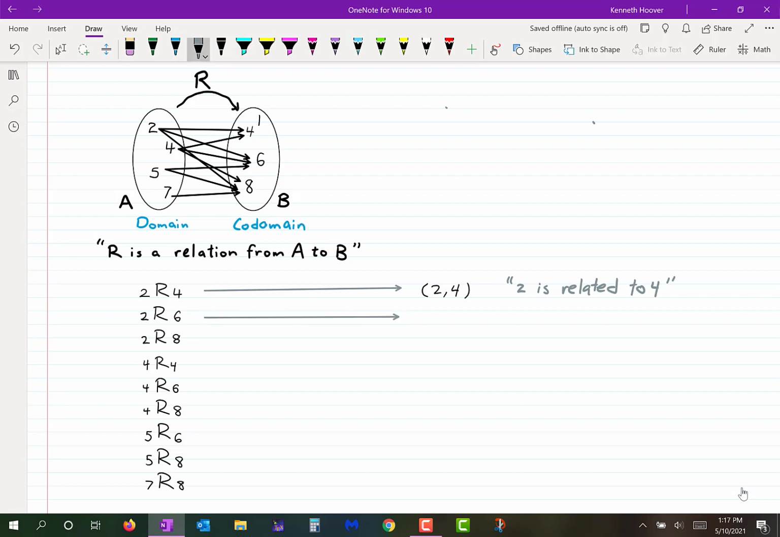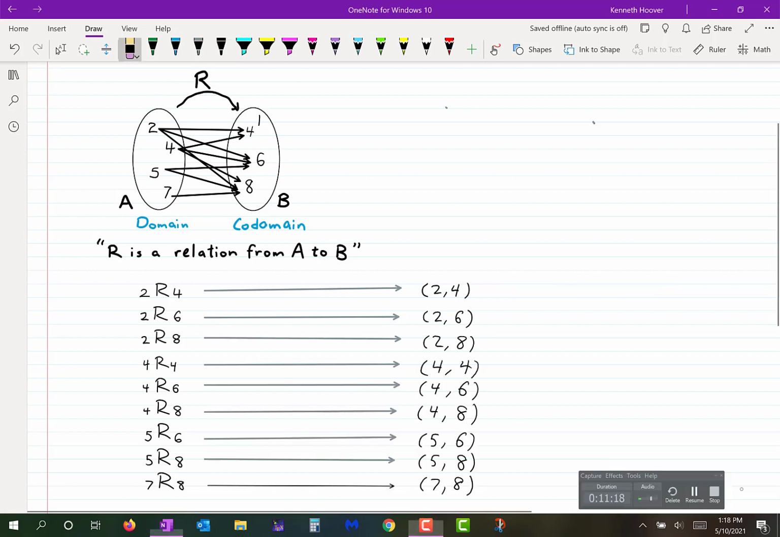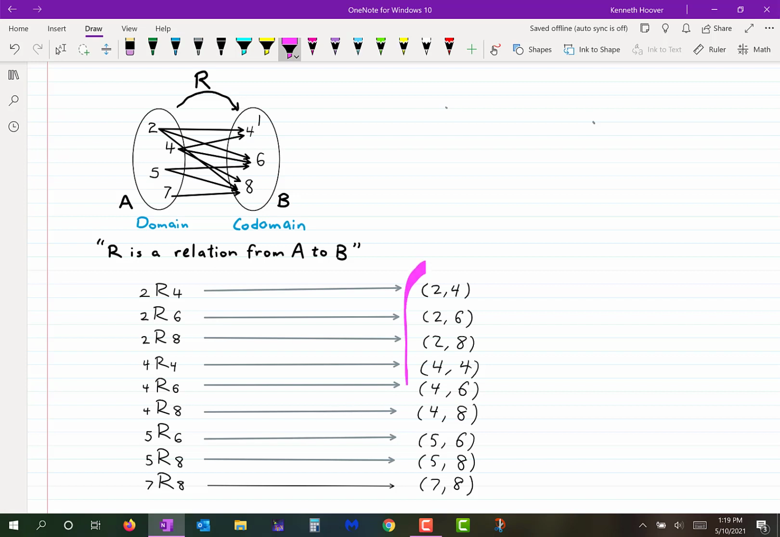Two is related to 6 can just be written as the ordered pair (2, 6). And so on and so on. I'm going to go ahead and fill in the rest. Okay, there we go. So each of the relationships can be represented by an ordered pair. And the relation R is the collection of all of those relationships, which means the relation R is the collection of all of these ordered pairs.